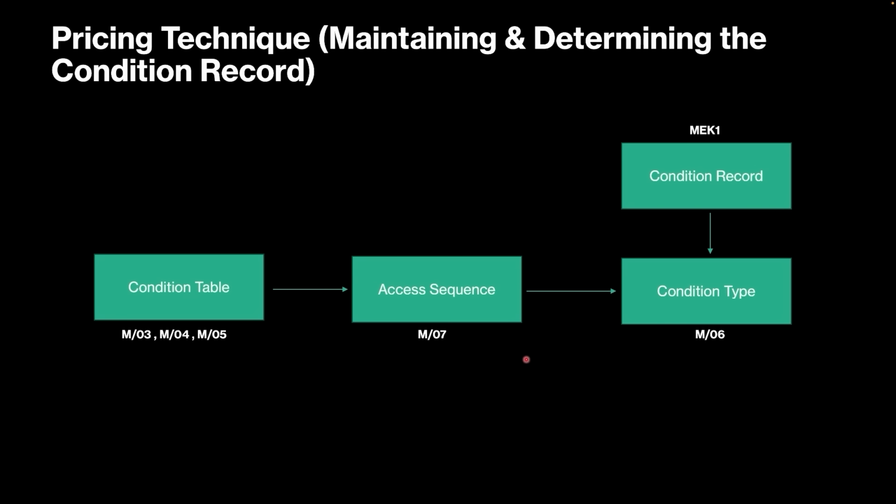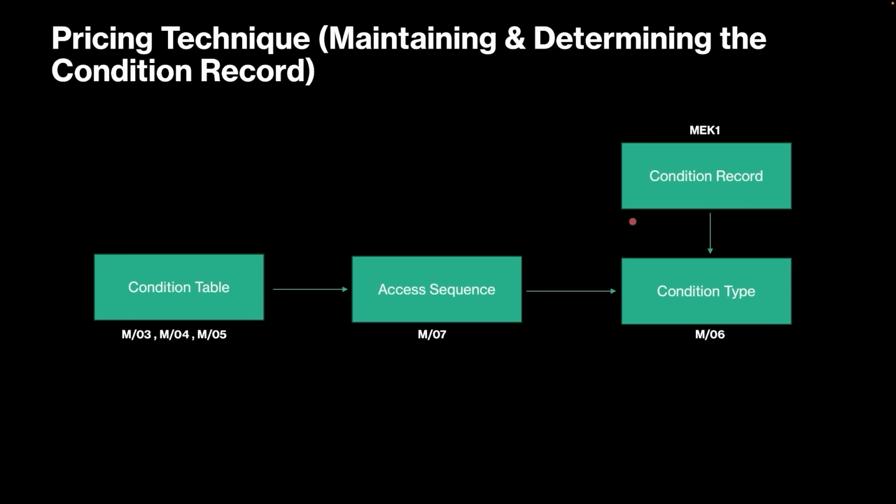Now let's understand the famous pricing technique through which these condition records are saved and then retrieved from the system. So you can see in this diagram, you have this central element, that is the condition type, against which you have to save the condition record. Now this condition record will be saved against multiple combinations of the fields of your purchasing document.